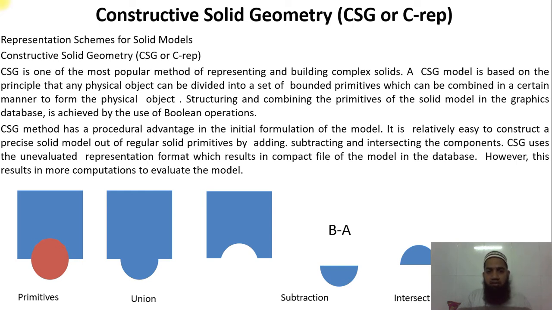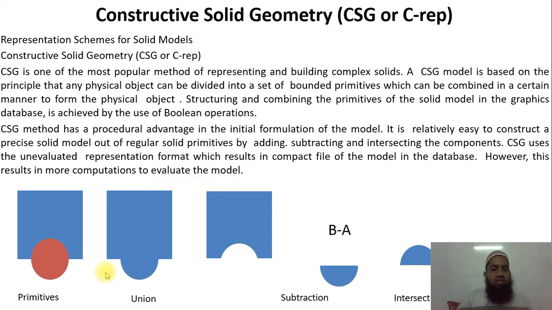Okay, these are the different types of Boolean operations we will use. The CSG method has a procedural advantage in the initial formulation of a model. It is relatively easy to construct a precise solid model out of regular solid primitives by adding, subtracting, and intersecting the components. CSG uses the unevaluated representation format, which results in a compact file of a model in a database. However, this results in more computation to evaluate the model.